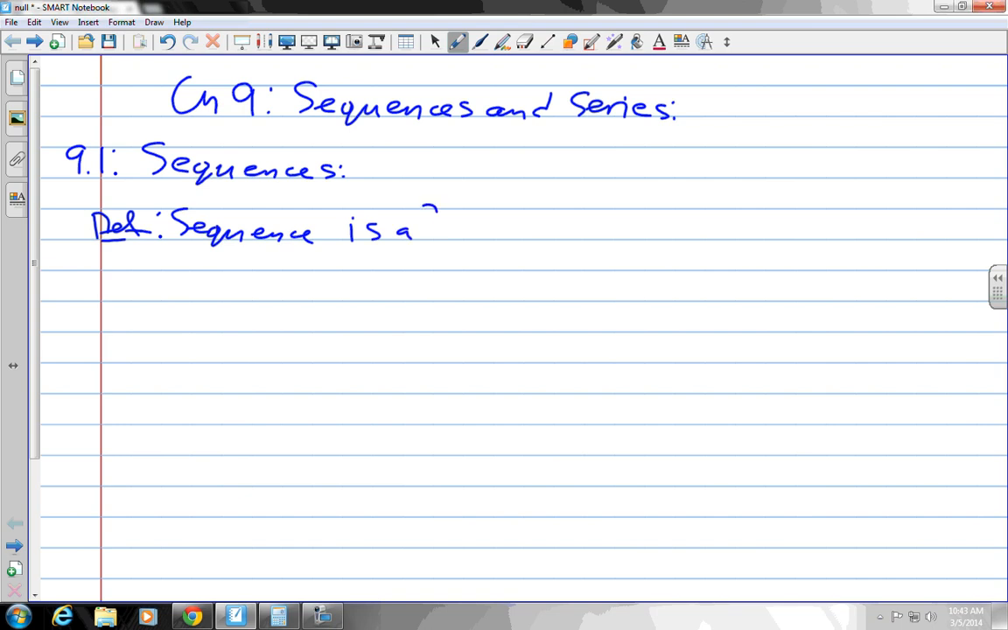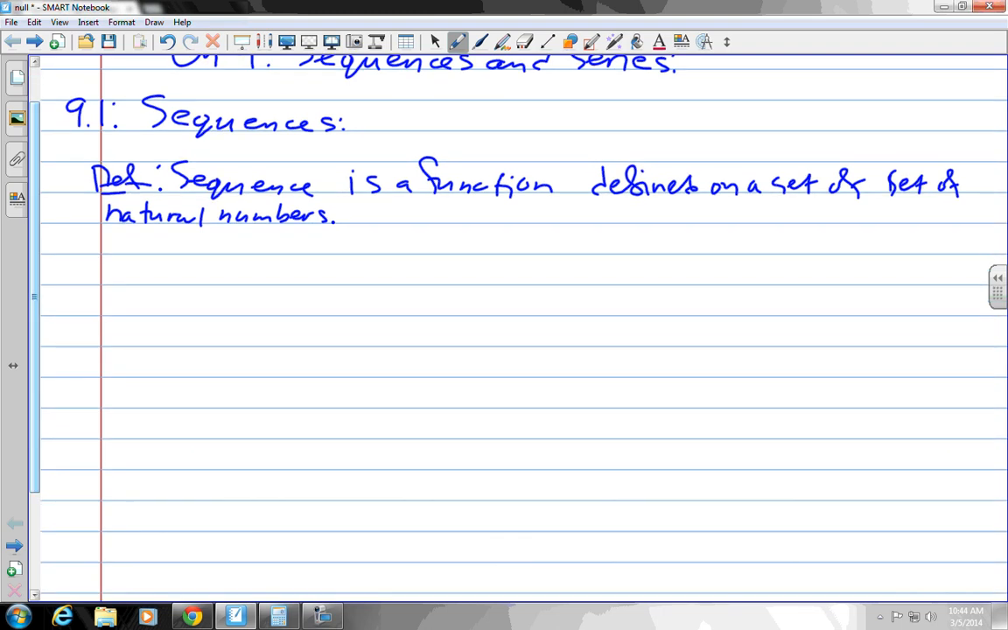A sequence is a function defined on a set of natural numbers. It doesn't have to be all natural numbers, just a set of natural numbers. So positive integers. So no fractions, no negatives. Very nice and simple.